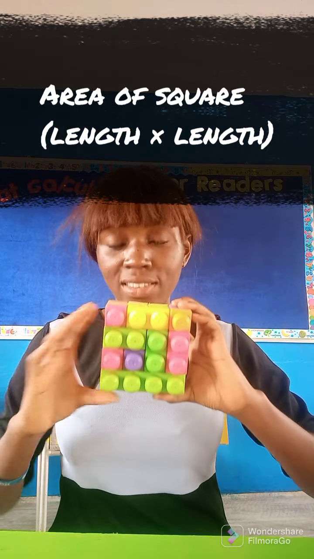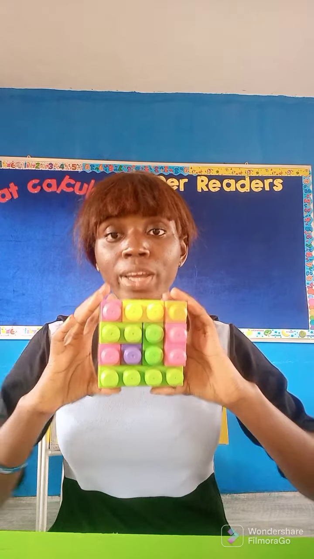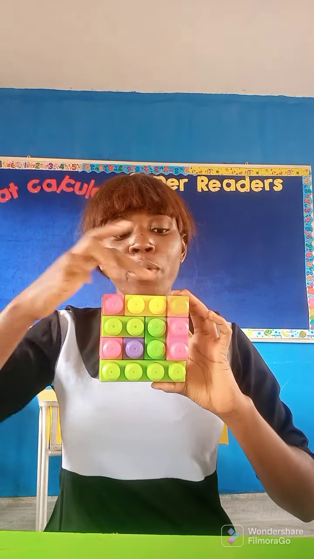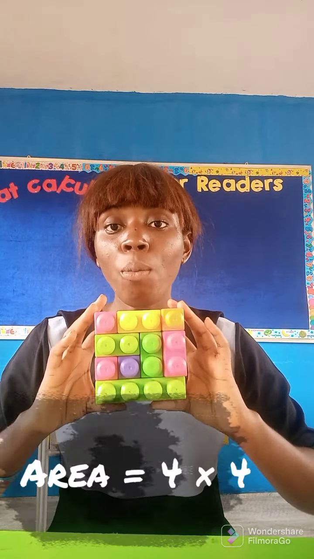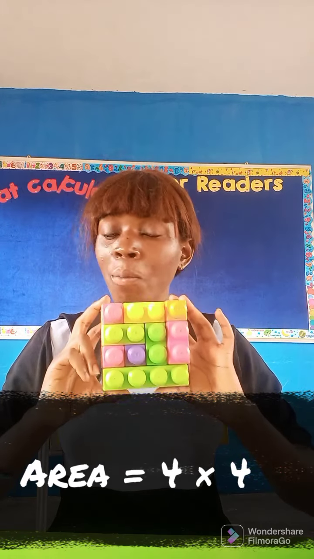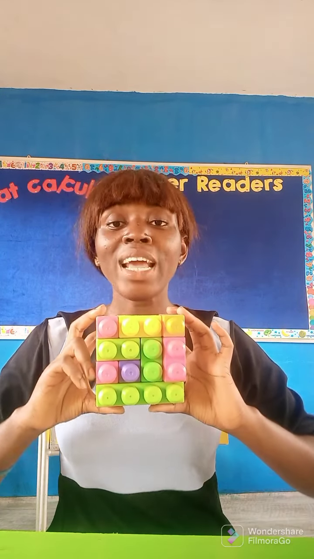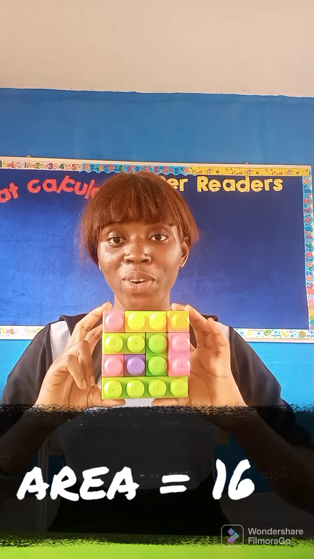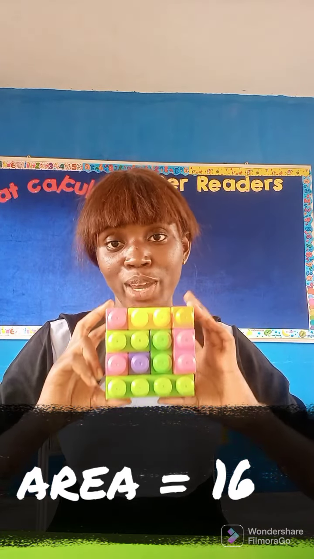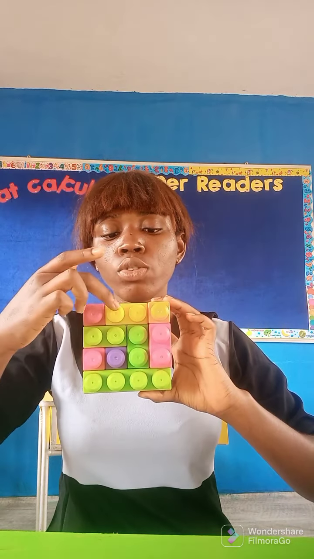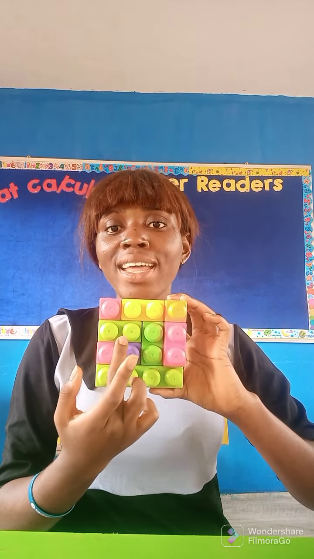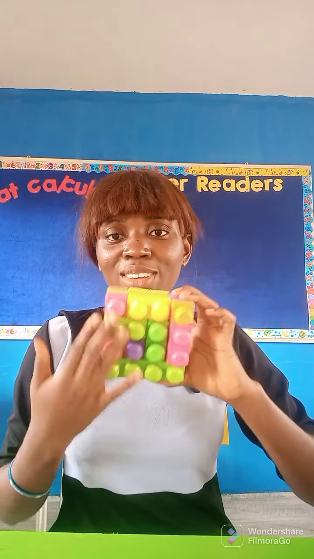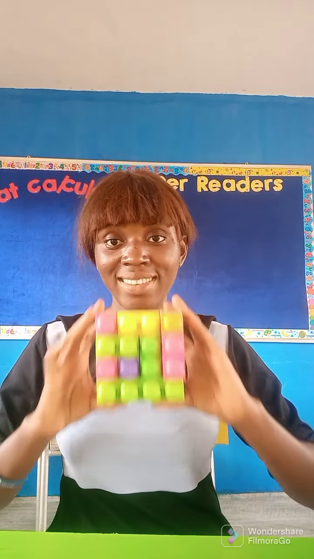Remember, when we get the answer, we are going to confirm if truly we are correct. Now, what's the area of this shape? We have 1, 2, 3, 4, and we have 1, 2, 3, 4. That is 4 multiplied by 4. And what's 4 multiplied by 4? That is 16. Now let's confirm if we are correct. So we have 1, 2, 3, 4, 5, 6, 7, 8, 9, 10, 11, 12, 13, 14, 15, 16. So you can see the total surface of this shape is 16.